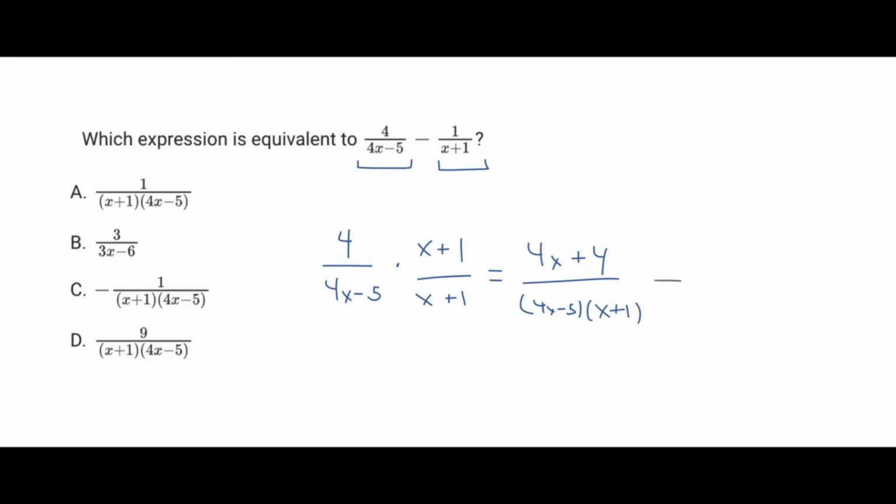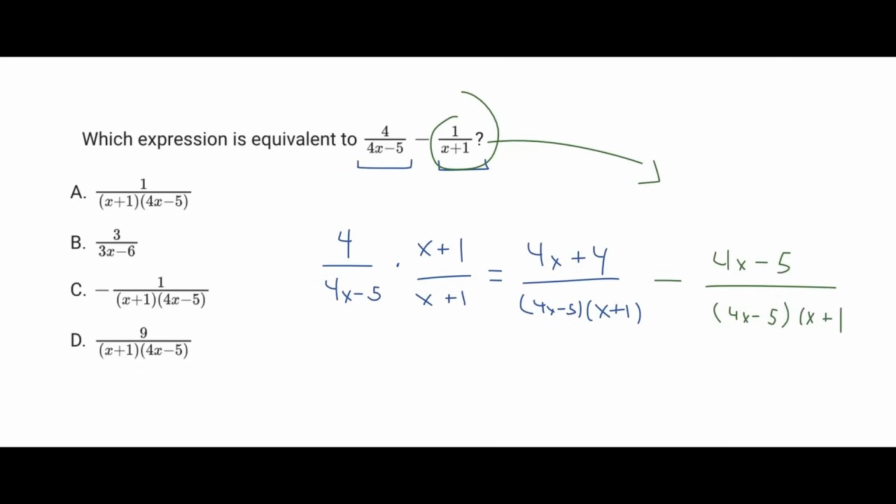And so now we'll just want to do the same thing to the other side. So here we have this term right here, 1 over x plus 1. We're going to be multiplying this by 4x minus 5 over 4x minus 5. And so therefore we will get 4x minus 5 over, and then we get x plus 1. So that's just going to be the same thing, 4x minus 5, and then x plus 1.